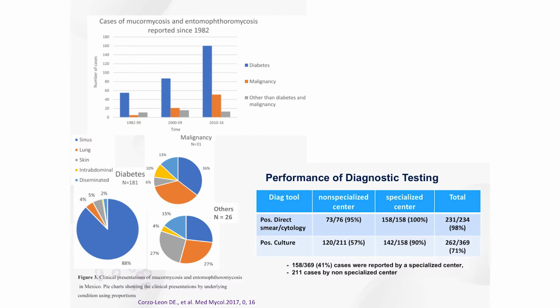Then in the lab part, we should support them. Here, for the specialized center, they can diagnose with very good results, 100 percent, and for the culture also very good, more than 90 percent. Whereas in the non-specialized center, we can do it too. If Mexico can do it, why can't Asia? We can do direct examination very fast, only one hour to get the result. And this is not difficult, so we can at least help the patient.